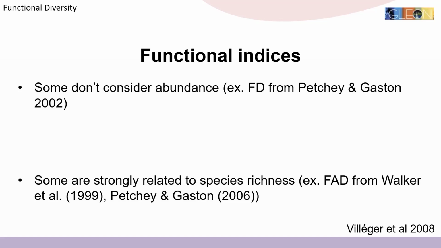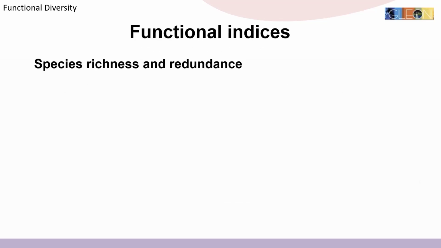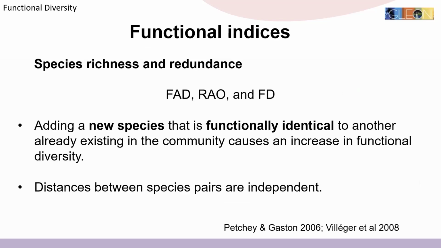So you need to think about that if you are going to use an index that doesn't consider abundance or that considers abundance. And some are strongly related to species richness as well. So it's dependent on species richness, and we need to pay attention to that as well. This relation with species richness can lead the functional indices to redundancy as well.